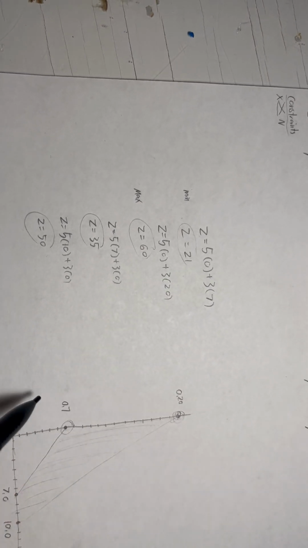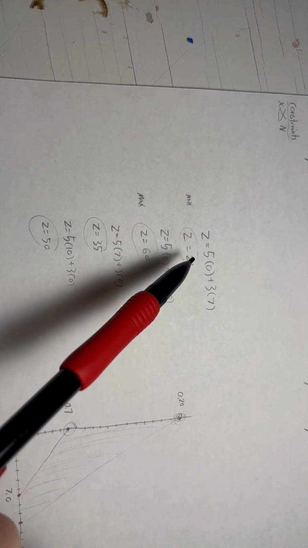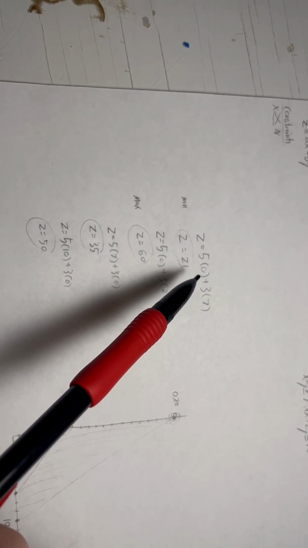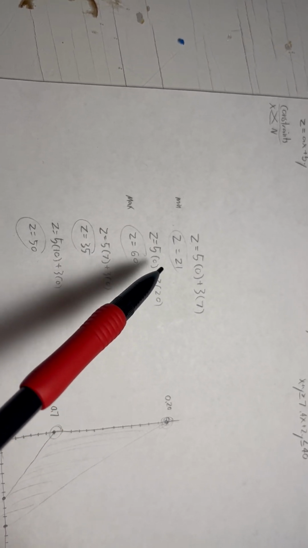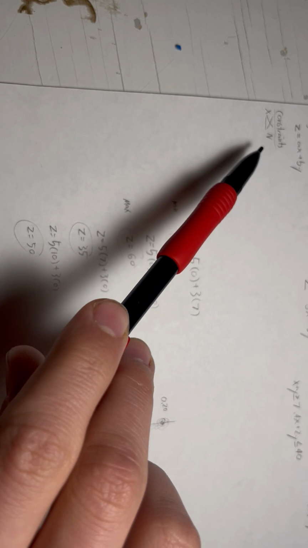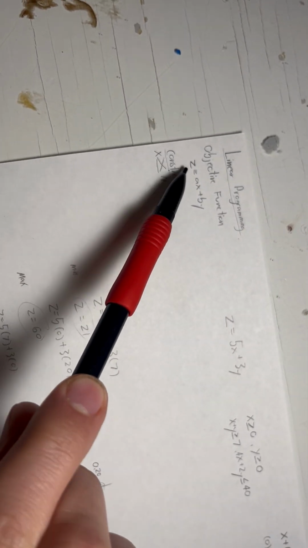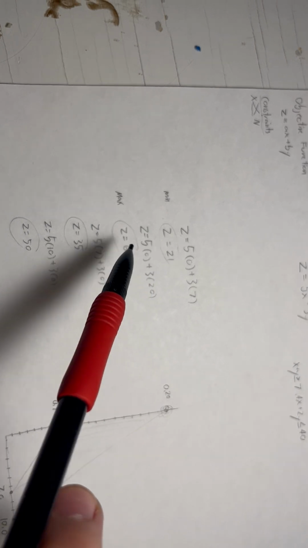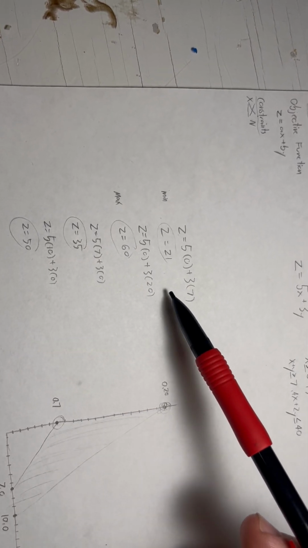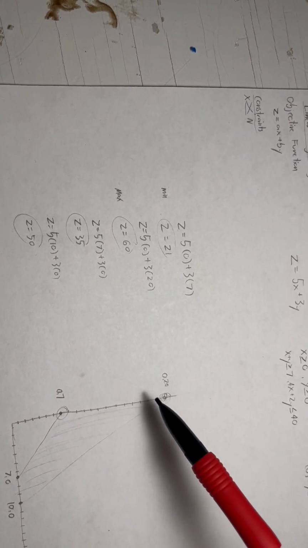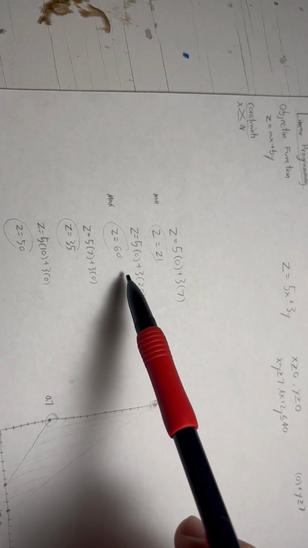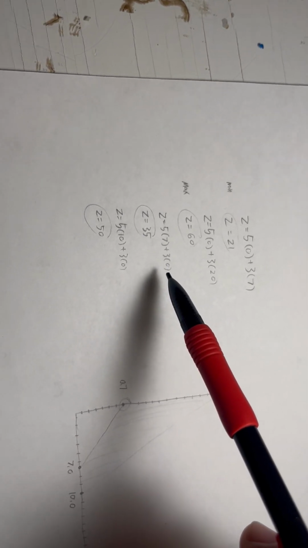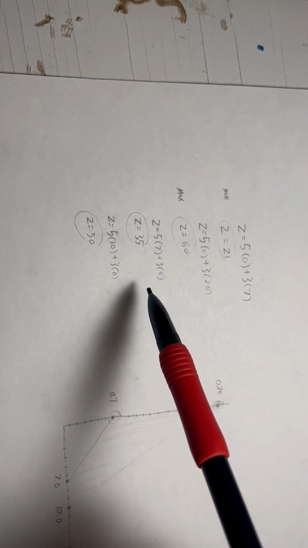5, 0, this is the point down here. We'd solve it 5 times 0, 0, plus 3 times 7, which is 21. We get z equals 21. Again, since we're solving for the z value here. So 5 times 0 again, nothing, plus 3 times 20, which is this point, z equals 60. All the way down, z equals 35, and z equals 50.